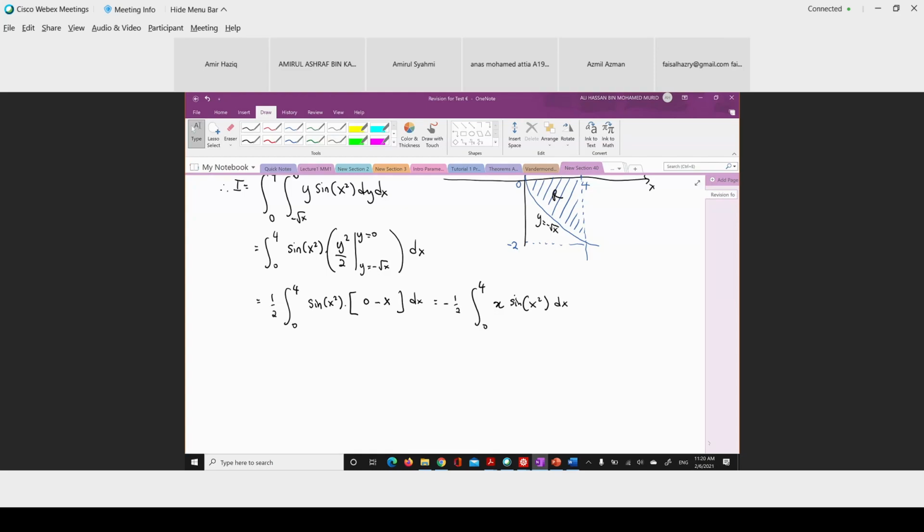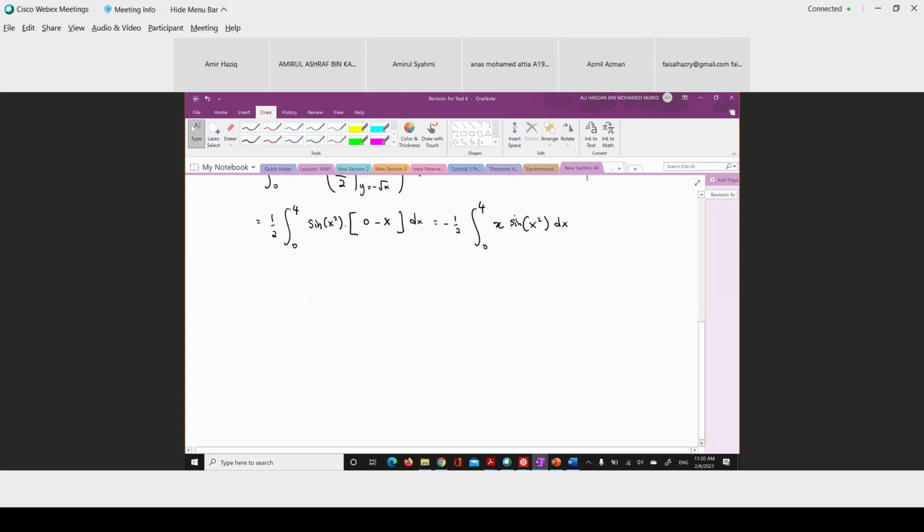So I'm sure you know how to evaluate this single integral. What technique to use? Substitution of u. Say u equal to x squared. Yes. So du is 2x dx. So it is minus a half sine u, and x dx becomes du over 2, right? Becomes du over 2.